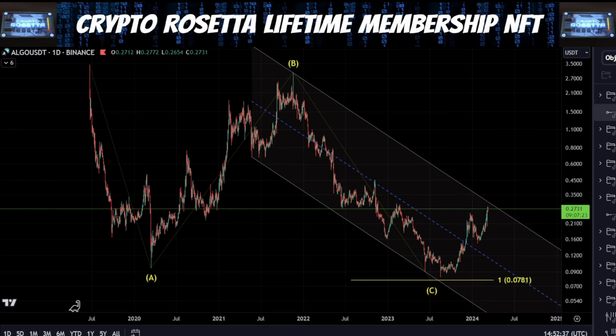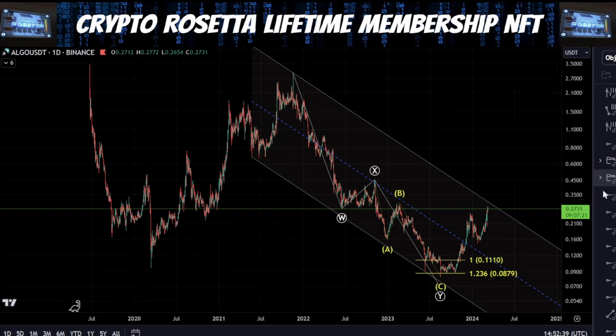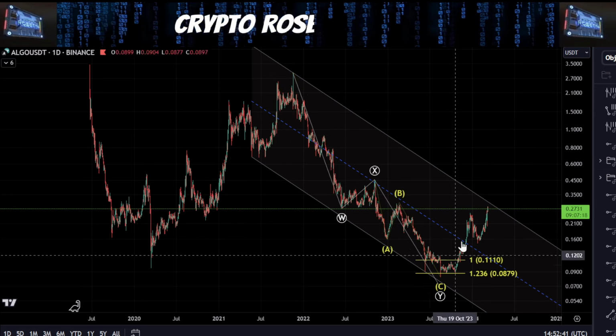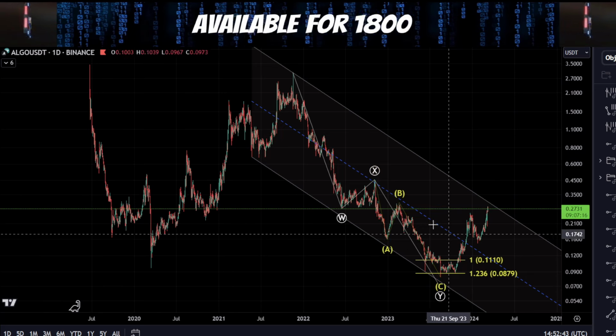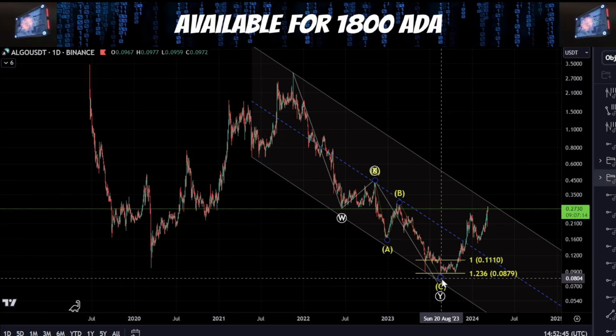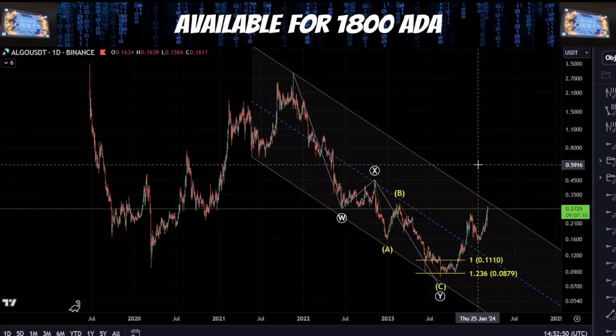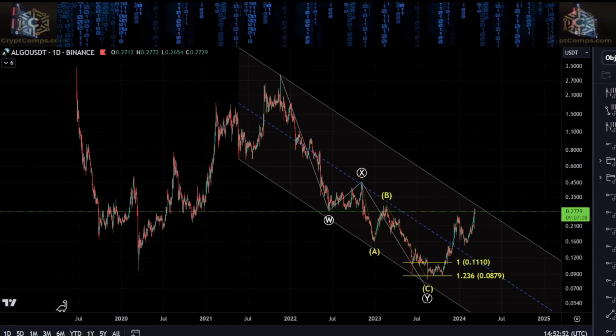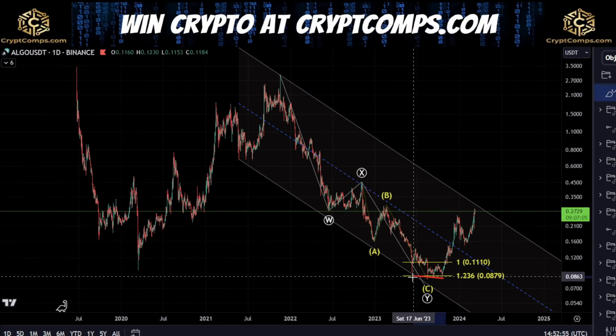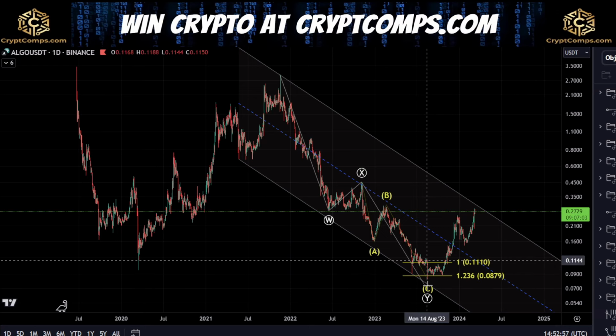Now there was another way we were also talking about this possibly playing out, where this could be W, X, and Y, which is fine. This is another way of looking at it, treating this as just an A, B, C pattern to the downside, in which case we fall right into this zone of this 1.21 to this 1.236. So what does this mean? Well, if this is a completed correction to this bottom point here, we wouldn't expect to break this low again.